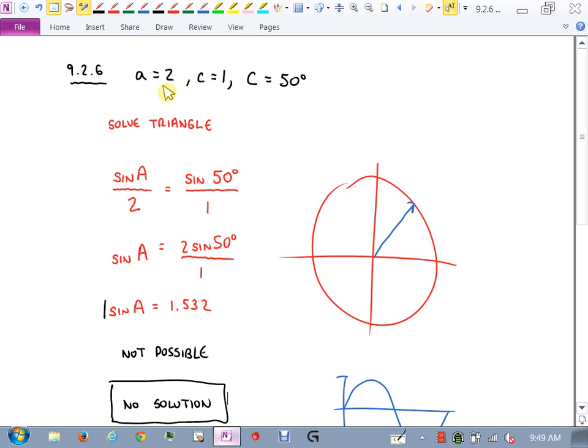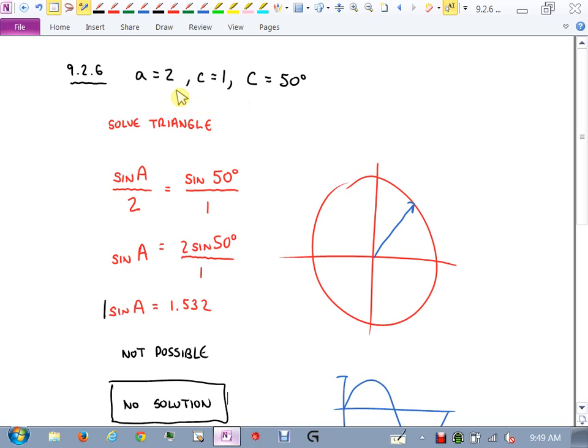If side A is 2 and side C is 1, then the angle for A has to be bigger than the angle for C, right? So this has got to be bigger than 50, right? And so let's say it's, I don't know, 60. Then you add them together, you'll be at 110. That only leaves you 70 degrees, right? And no matter how you do it, you can't draw a triangle that's going to satisfy this.